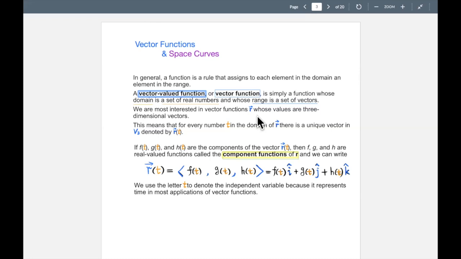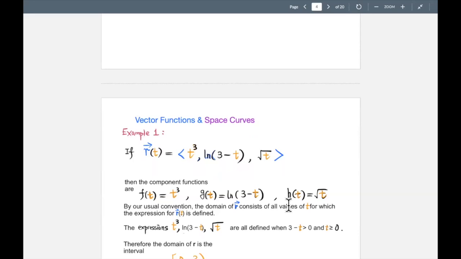So we select t to denote the independent variable because it represents the most common application of vector functions. A lot of the time we use t to represent time.